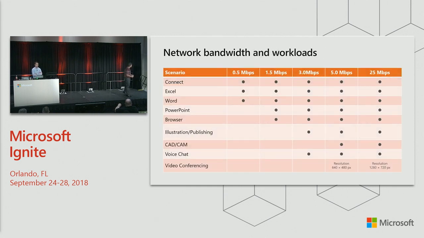Now, here is network bandwidth and workloads, and how do you do it? If you're doing a simple remote desktop connect or something like that, and you're doing Word and Excel, half a Mbps is just fine. If you're doing more than that, for example, PowerPoint or a browser or some kind of illustration, this table really talks about how things go. I'll let you guys take pictures of this, but these slides will be available.